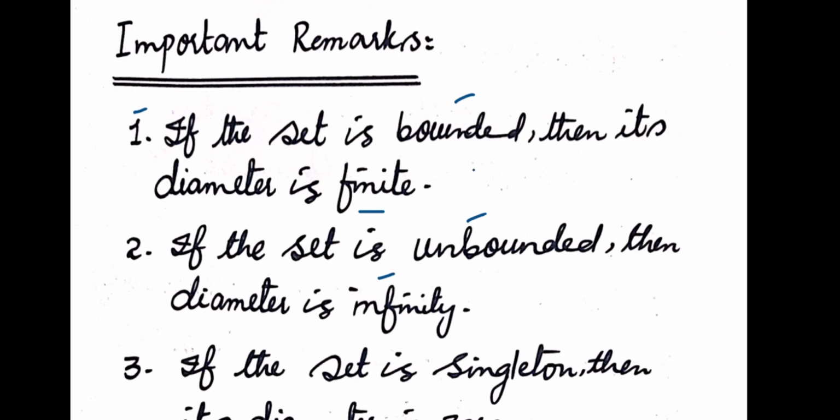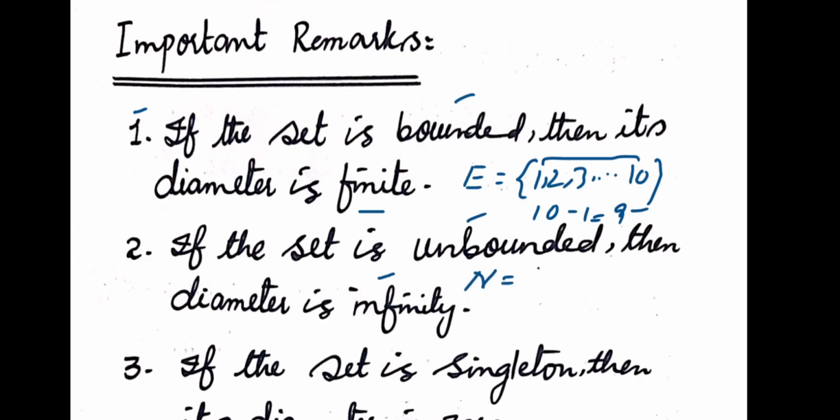For example, simple, we take a finite set 1, 2, 3, up to 10. The diameter is clearly the difference of the lowest and the highest element of this set, that is 10 minus 1, which is equal to 9. So this represents the diameter of E. But if you take your set E as the set of natural numbers, that is the positive integers 1, 2, 3 and so on to infinity, there is no end point of this set. So in this case your diameter will be infinite.